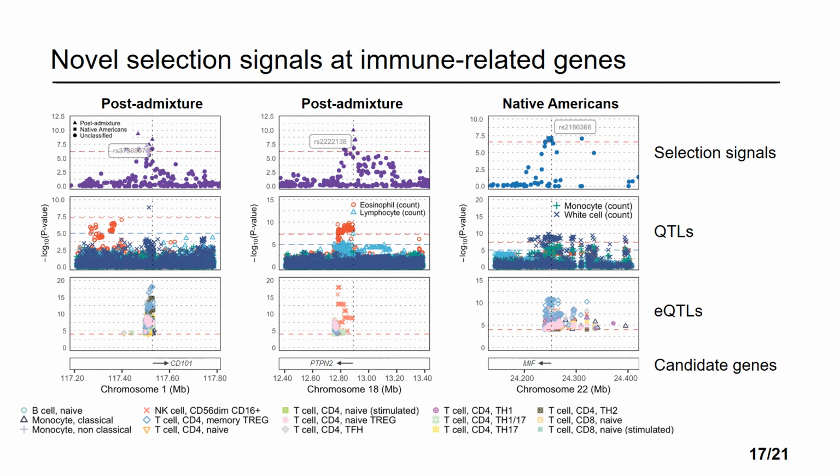We see that the top SNP overlaps with the CD101 gene, which is a gene that plays a role in T cell activation. And we also see that one of the top SNPs actually controls the expression of the CD101 gene, particularly in CD4 T cells.